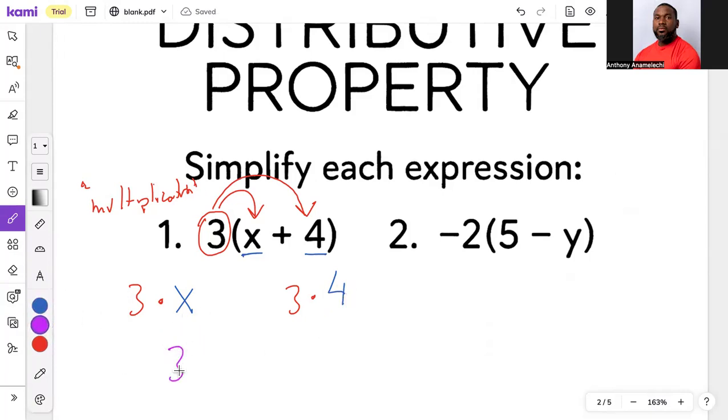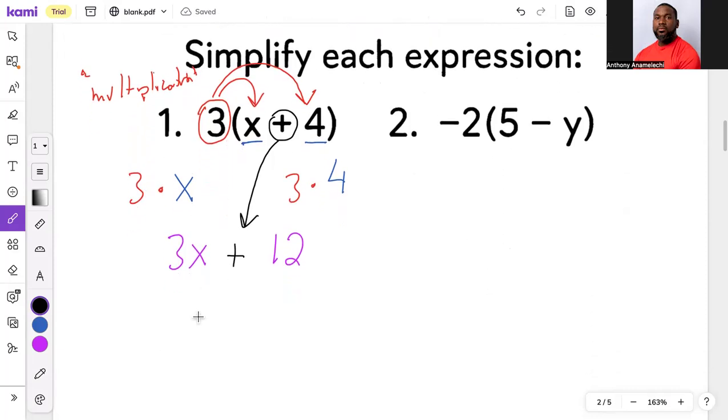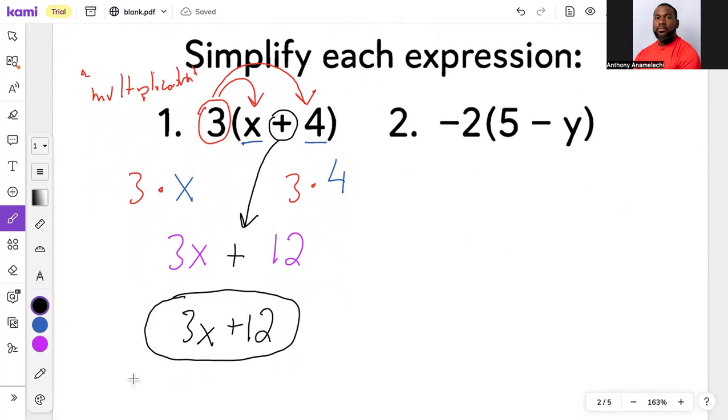3 times x is 3x. 3 times 4 is 12. And then whatever sign we had here, we bring it down. So my answer is going to be 3x plus 12. This is your answer because we don't know what x is. We cannot simplify it any further because these are not like terms. Okay? So let's look at the second example.